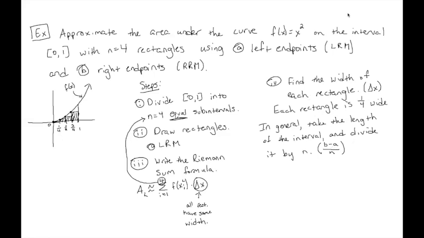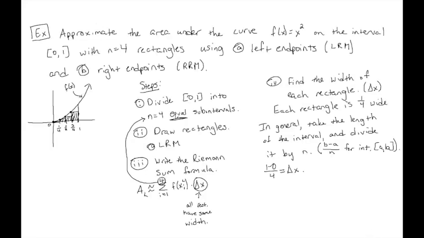For interval a to b. In this case, we have 1 to 0. So I just have 1 minus 0 over 4. 1 minus 0 over 4 equals delta x. So 1/4 is what I plug in for delta x. Great. Okay.